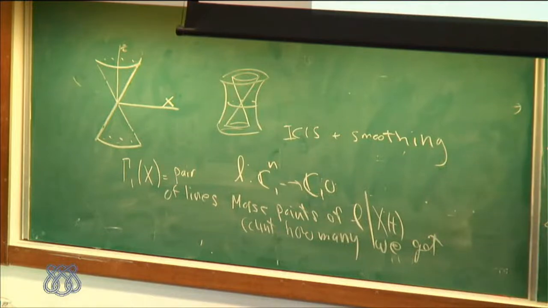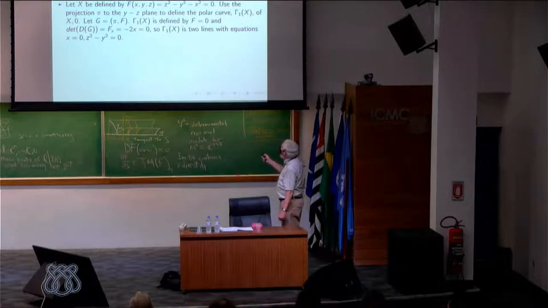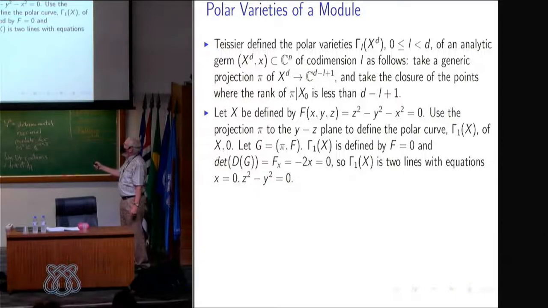Here I've done the same thing, but I've done it as a calculation. And we just calculate here f equals 0 and the place where the determinant of the map given by the projection and f is 0. Notice that the kernel of this pi will be tangent to f when this has rank 1. And so we get that it's 2 lines.